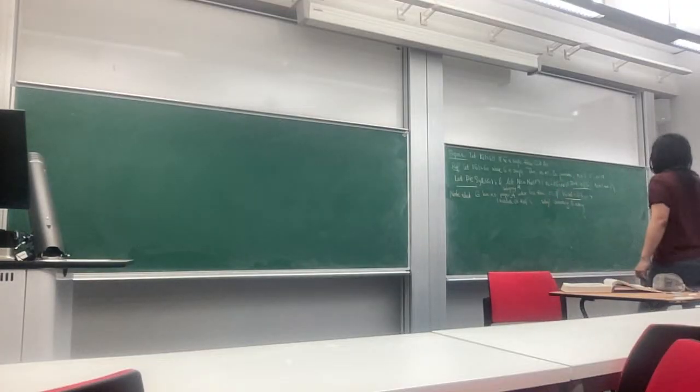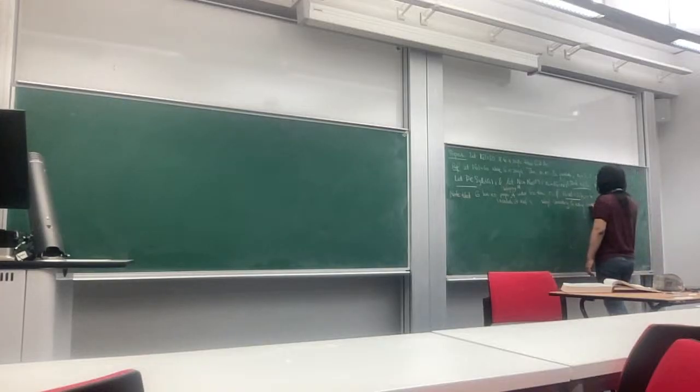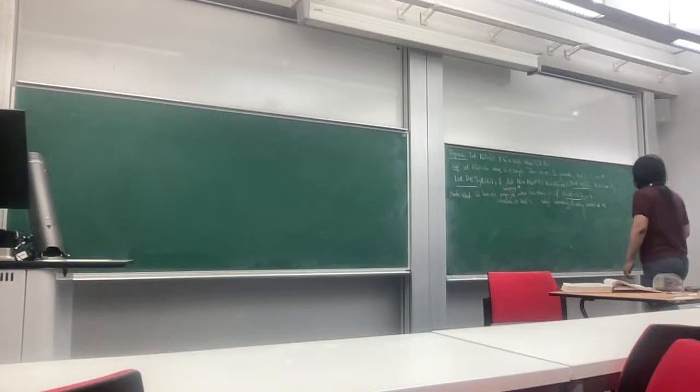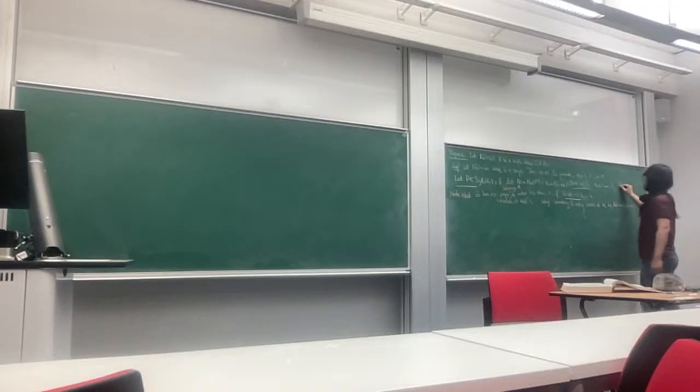Yeah, we're acting on cosets of H by left multiplication. Because what is it trying to, what did it say? It said that curve PH.